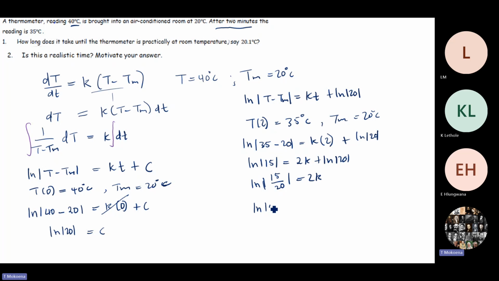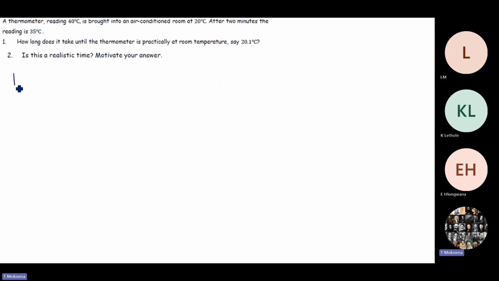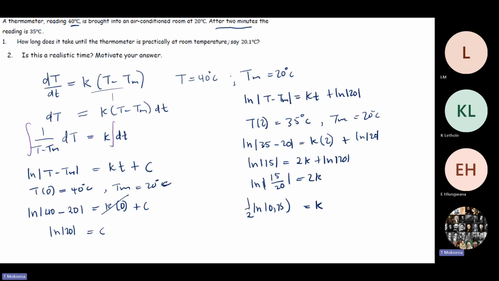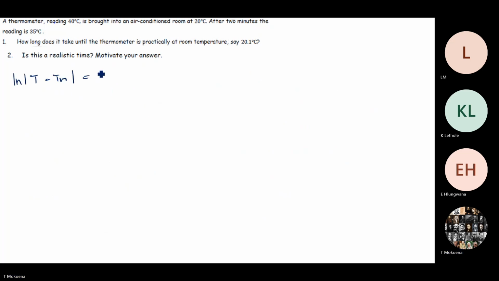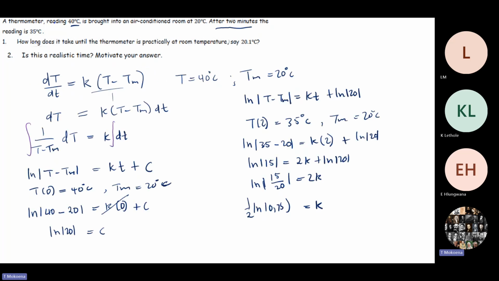So we're going to have ln of 0.75 divided by 2. This will be now the value of K. It's our constant now. I have already divided by 2, by the way. Okay. So let's go back here and determine that. Then we have the particular solution. So our particular solution will be ln of T minus Tm is equal to K. K, we said is how much? Is 1/2 ln 0.75. So we have K, which is 1/2 ln of 0.75 multiplied by T.